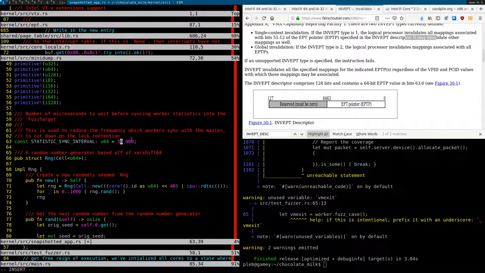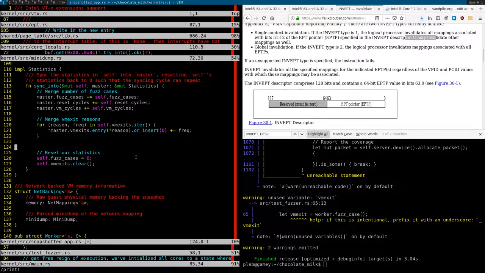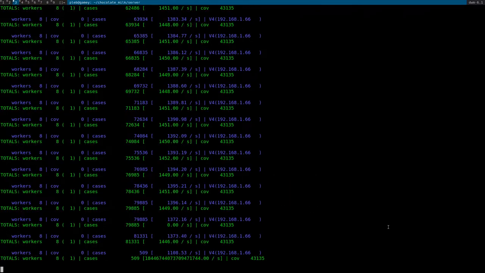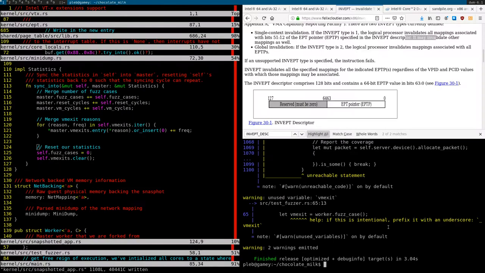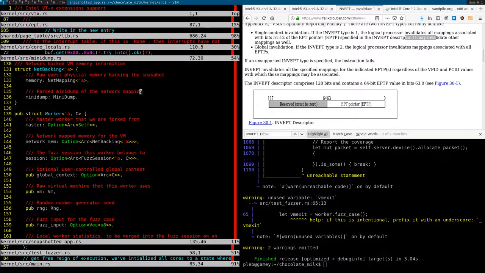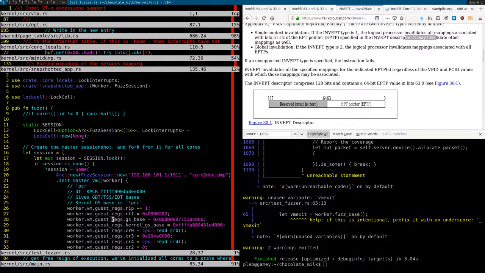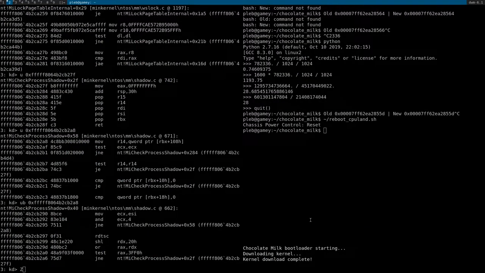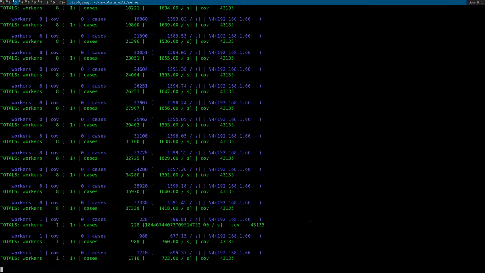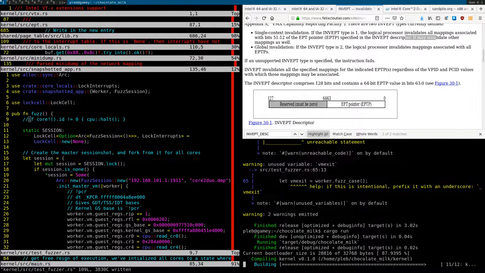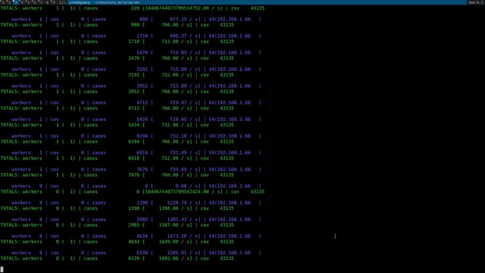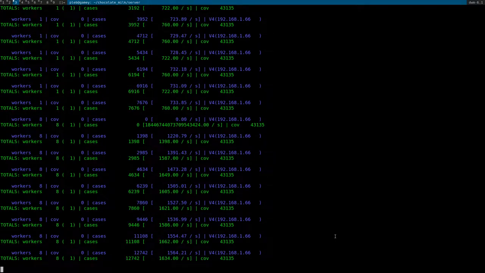Sync interval, let's put this down to 50 millis. Merge in the stats, merge the frequencies. What else would it be? What would not scale? So here's a fuzz loop, worker fuzz case, okay. So this is single core, 760. All cores. The expected number is at least 760 times 4. So like 3,000.